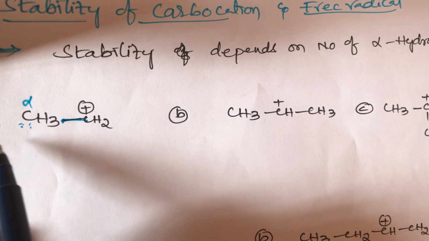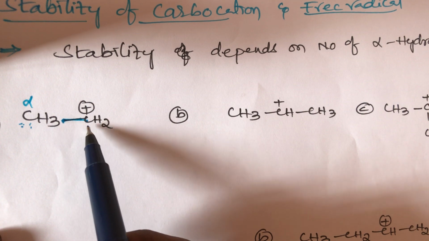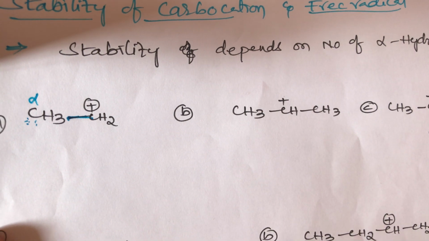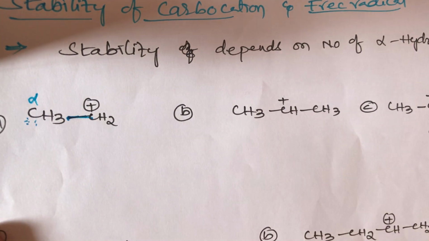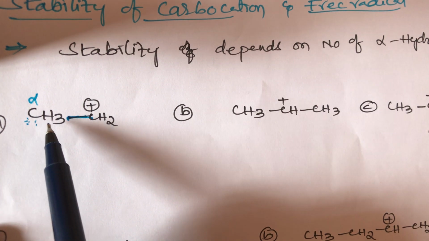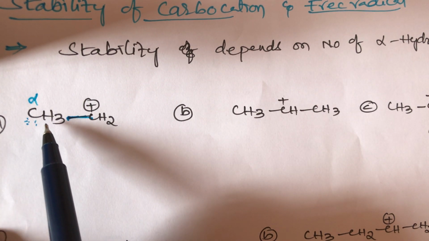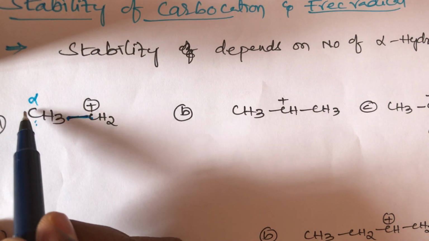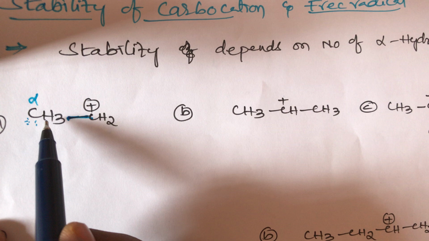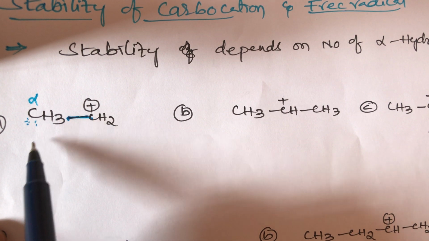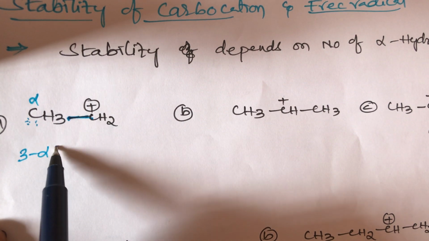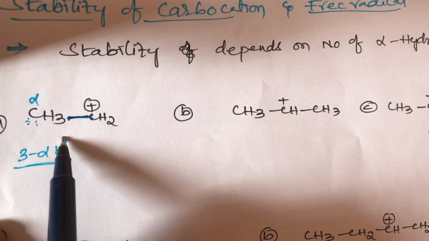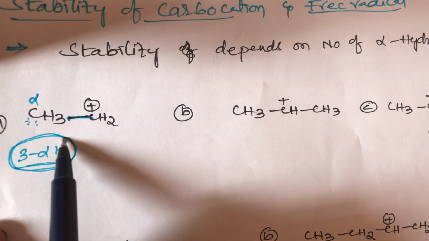The first example is CH3CH2+, the carbocation. The carbon beside the carbocation is called the alpha carbon. This alpha carbon contains three hydrogens, and these three hydrogens are called alpha hydrogens. So this CH3CH2+ ethyl carbocation contains 3 alpha hydrogens. So A has 3 alpha hydrogens.